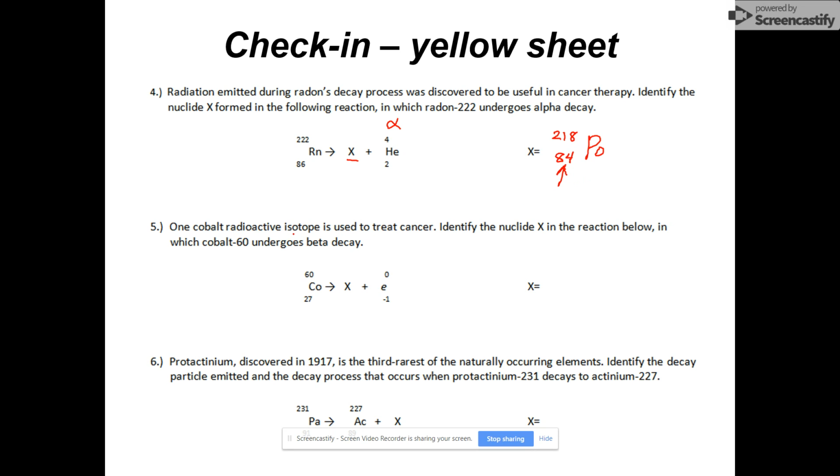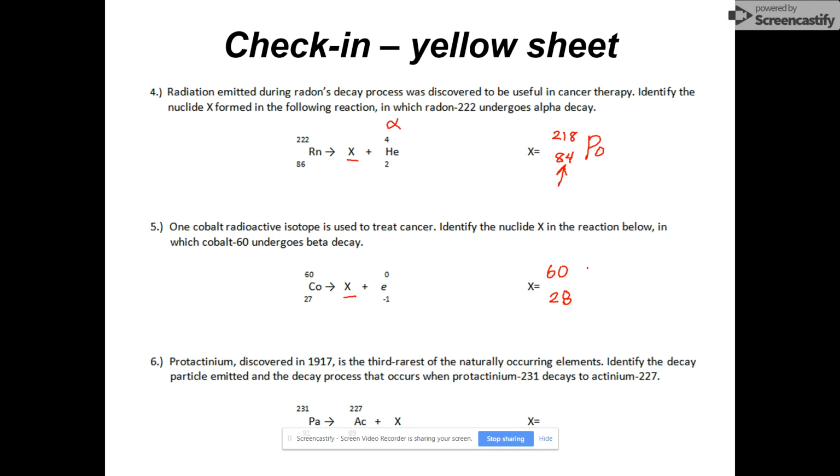One cobalt radioactive isotope is used to treat cancer. Identify the nuclide X in the reaction below, where cobalt-60 undergoes beta decay. Okay, this one's a little trickier. Okay, the mass is easy. Whatever this is, this plus 0 equals 60. So this particle is going to have a mass of 60. But then 27 on this side has to equal something plus -1. So whatever this is, its charge is going to be 28, as weird as that seems.